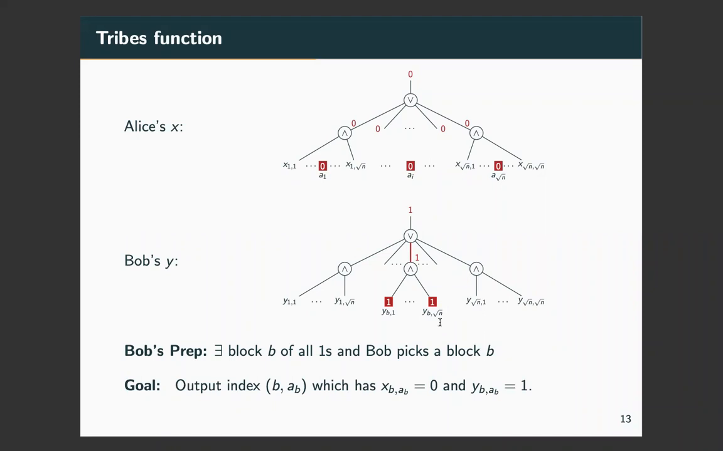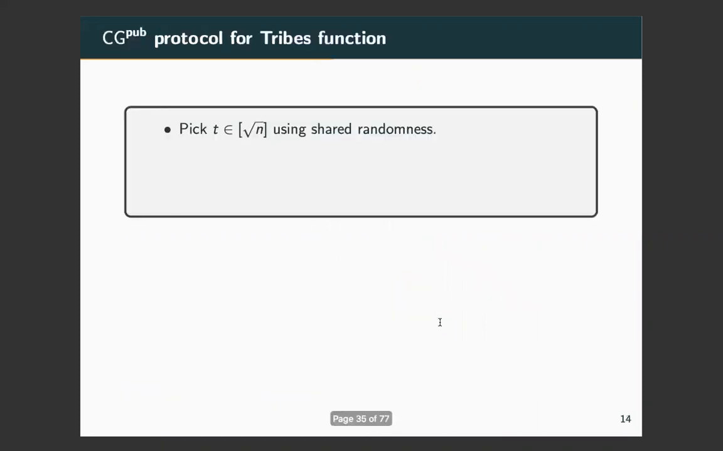Since every position in Bob's block B is 1, and since Alice has a 0 in each block, the index B, AB should have a 0 in Alice's input and a 1 in Bob's input. If Alice and Bob are both able to identify this position, they win the certificate game. Now let us look at the following protocol, which uses shared randomness. Alice and Bob pick an index T between 1 and n using shared randomness. Bob knows that his output must come from within his block B, and so he outputs B, T.